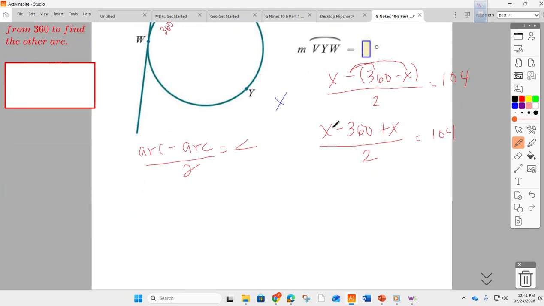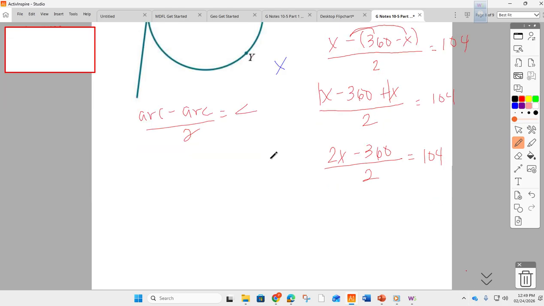Now we're going to simplify this again. Remember, that's 1x plus 1x. So that's 2x minus 360. That's what this simplifies to, right? 2x minus 360, all divided by 2 equals 104. Now, we're going to get rid of that 2 first, so we're multiplying both sides by 2. So now those simplify to 1. That's what we have in our next step.